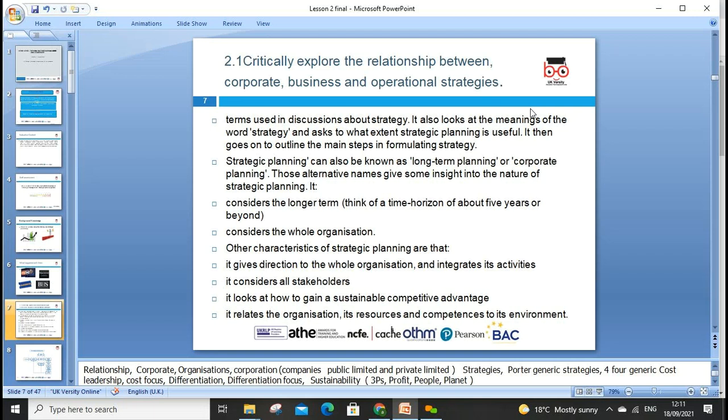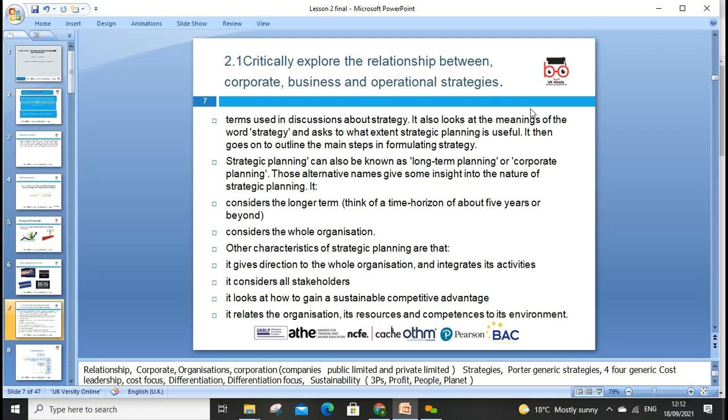Then it goes on to outline the main steps of formulating strategy, how we can develop strategy as strategic planning for the future. It can also be known as long-term planning or the corporate plan. Those alternative names give some insight into the nature of strategic planning. Considering the longer term, think of a time horizon of about 5 years or beyond. Consider the whole organization.